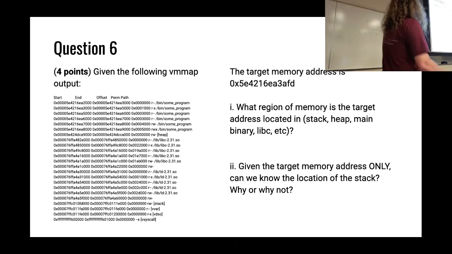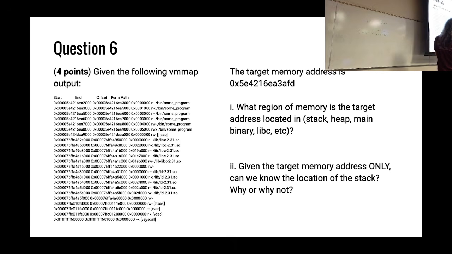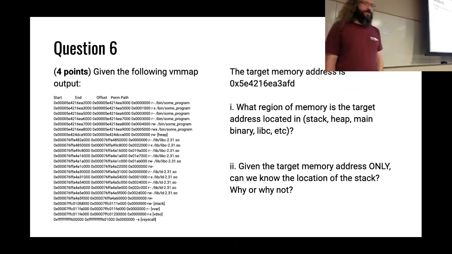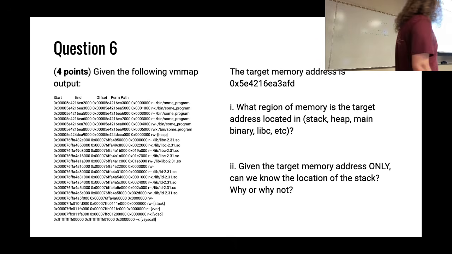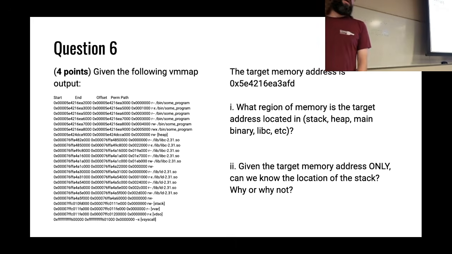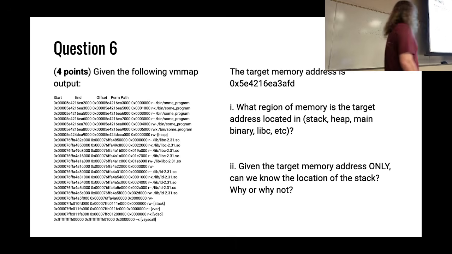This will be the last question I'm going to talk about. Question 6: given the following vmmap output, where we just built a simple binary and ran vmmap to show you what's going on, we have a target memory address, which we define as EA3AFD. This is our target address. What region of memory is the target address located in? Can anyone tell me how they would find that?